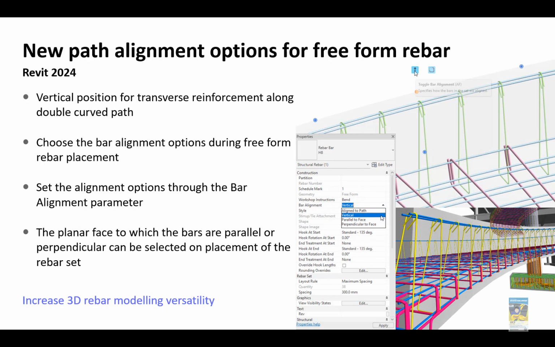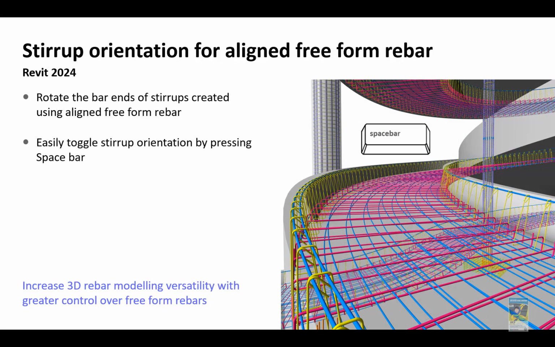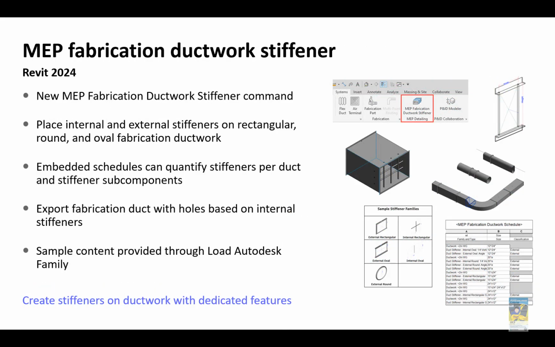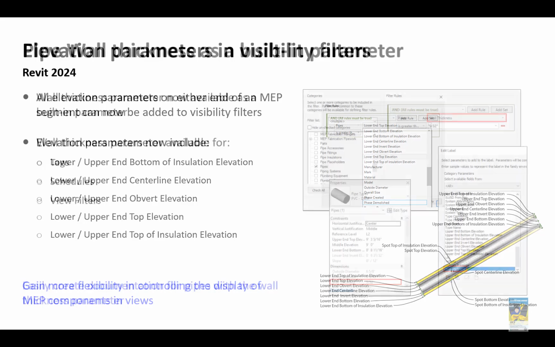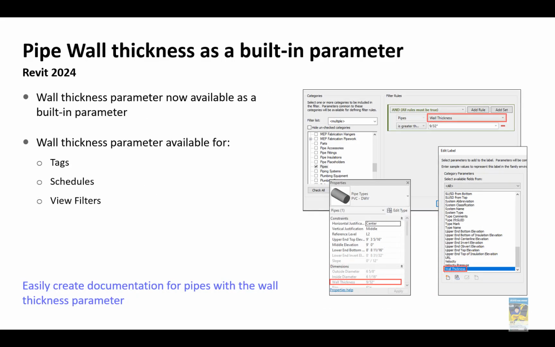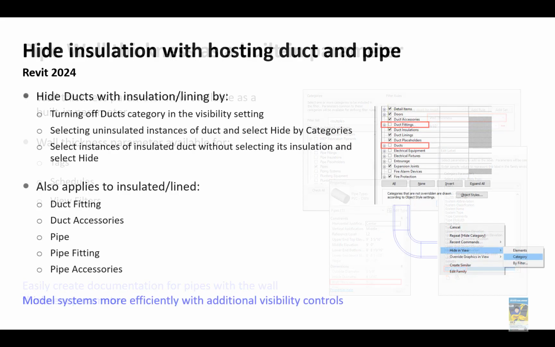In regards to structural update, you have new path alignment options for your freeform rebar, so a lot more granular control. You have stirrup orientation for the aligned freeform rebar as well. You have MEP fabrication ductwork stiffeners now in 2024 Revit. You have elevation parameters in your visibilities filter. You have pipe wall thickness as a built-in parameter as well. You can even hide insulation within the host duct and pipe.